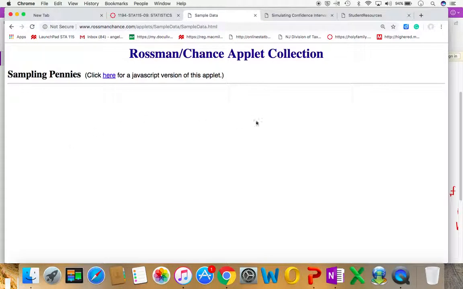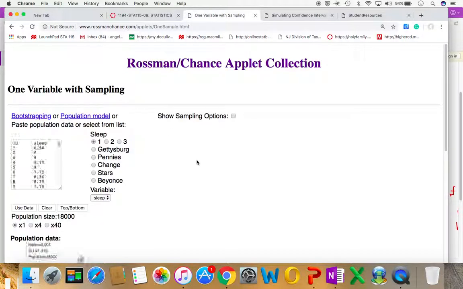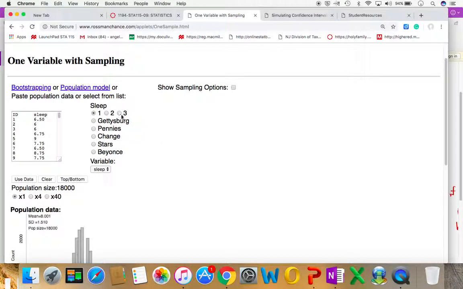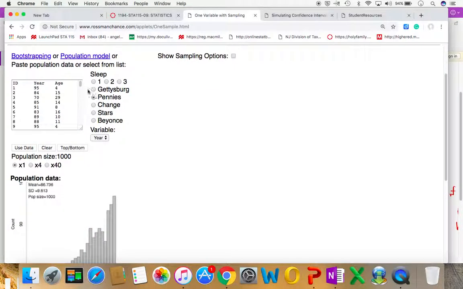Okay, I love this exercise because it just makes a lot of sense. Over the tabs here, you're going to click on this option, pennies. Let's look at the list first. It's a list compiled of 1,000 different pennies with the year and then their age as of 1999.